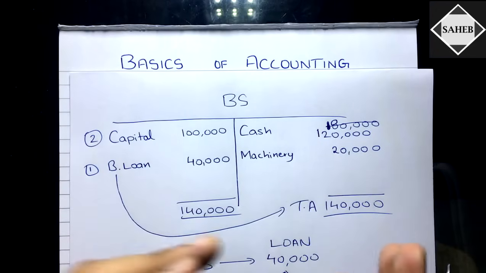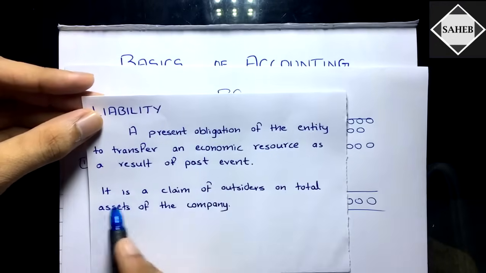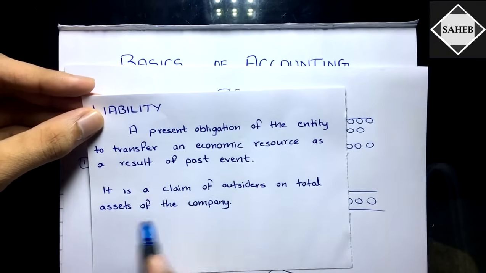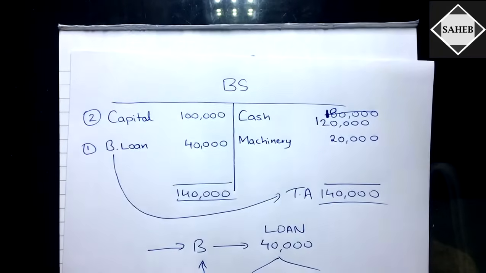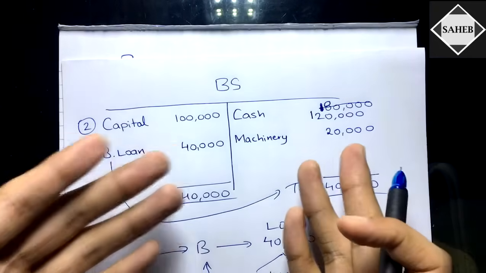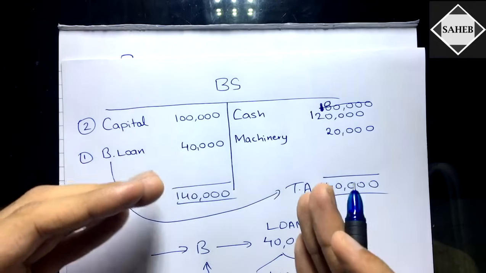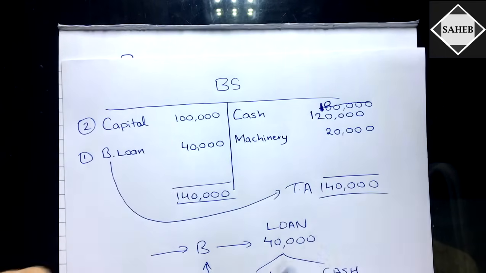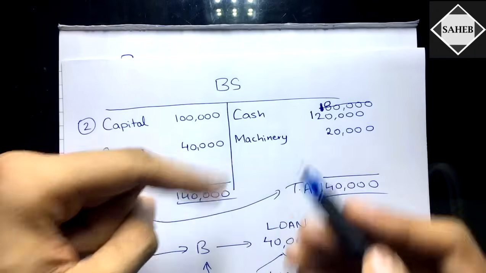Yeah. Whatever is left, that is the owners'. Okay, and the liability, what? It is a claim of outsiders on the total assets of the company. Clear? So did you understand this practically? Simple. And what was the asset? Something that is controlled by the entity as a result of a past event, and future economic benefit should be there.